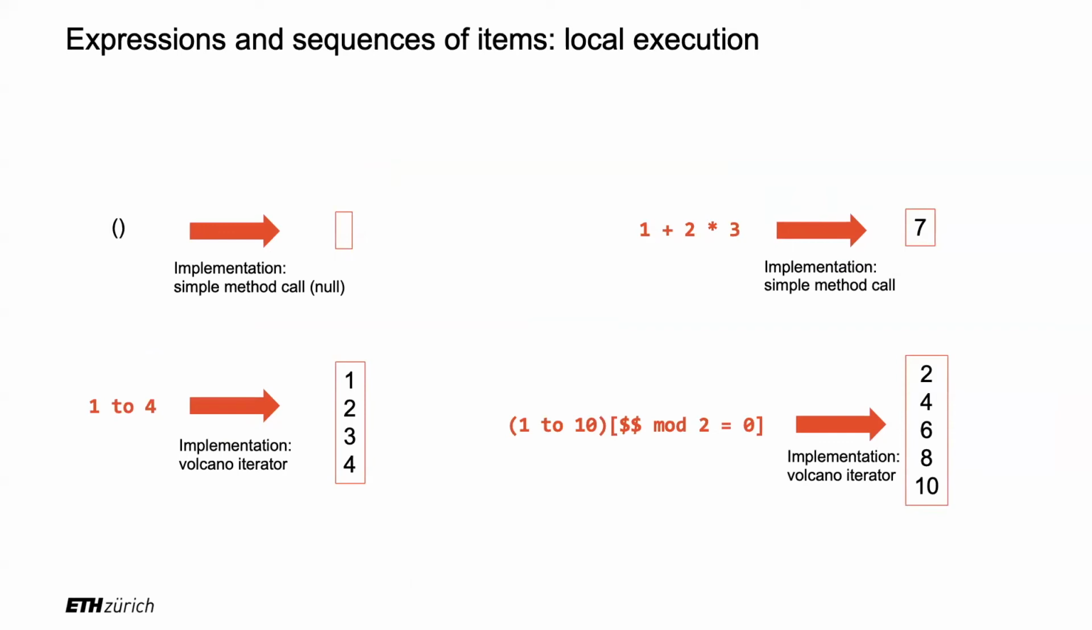So now I have one more slide. This is to say that if you have small sequences, so the empty sequence or just one item or a small sequence, this is all local. It doesn't even use Spark. It's just local code that iterates. And all expressions can be implemented if it's very little data just on the local machine on your laptop.